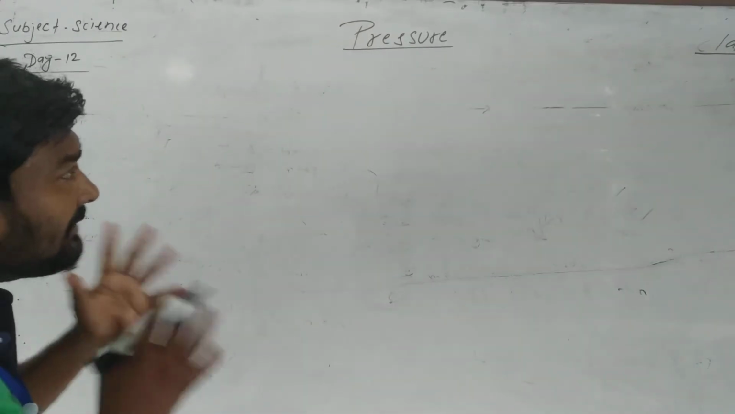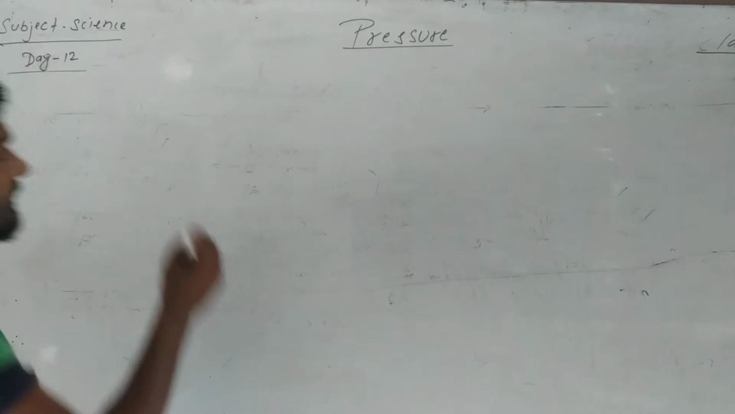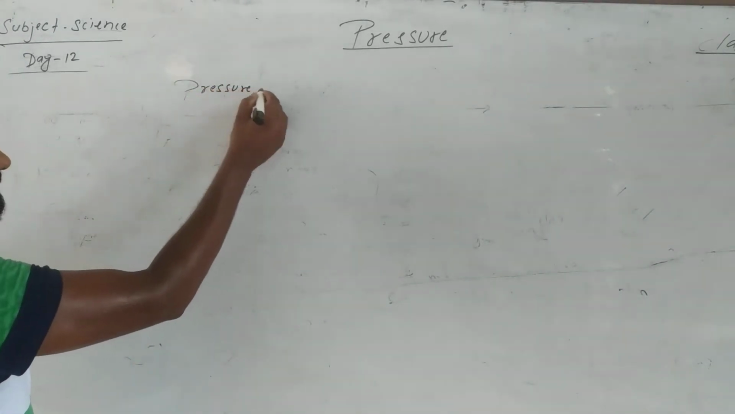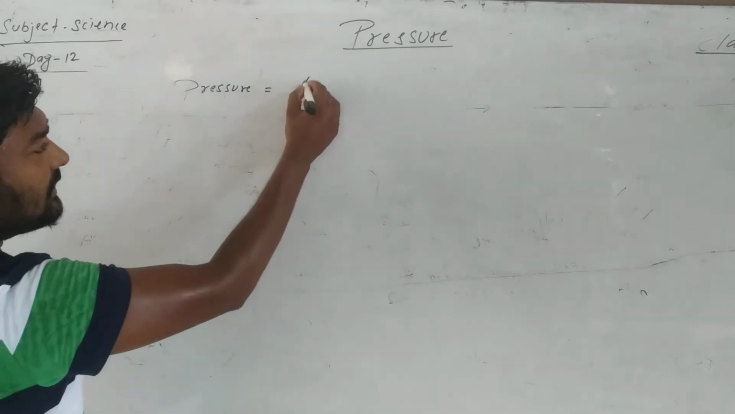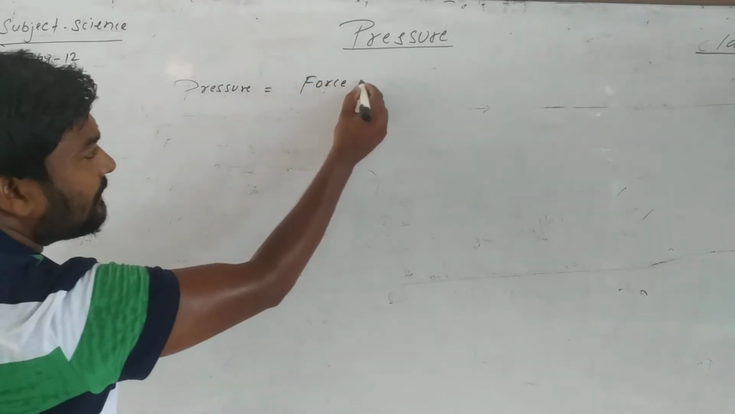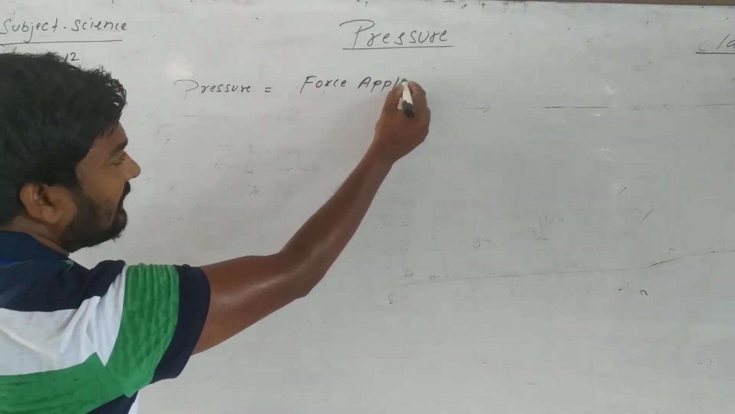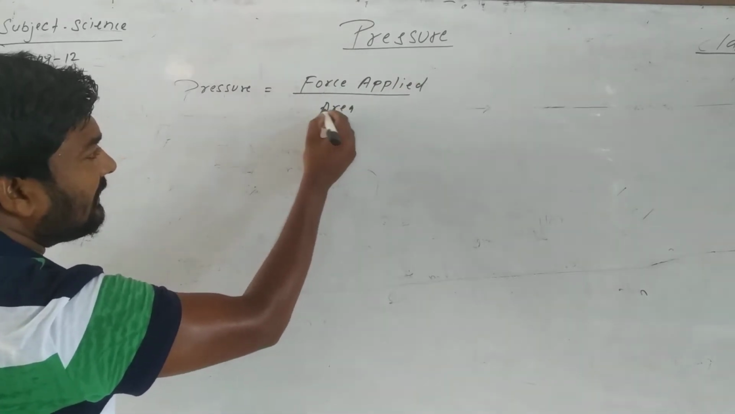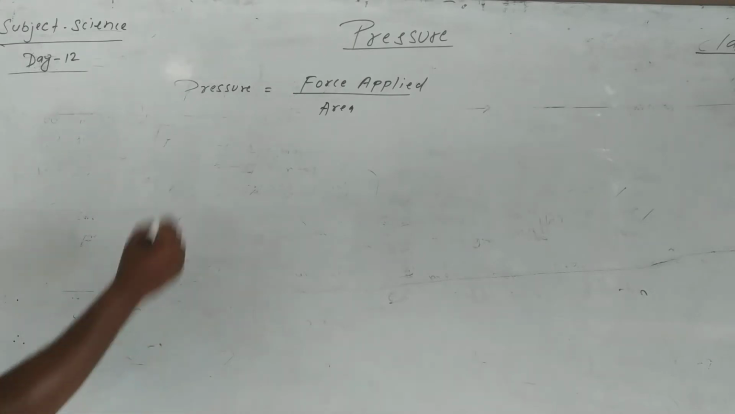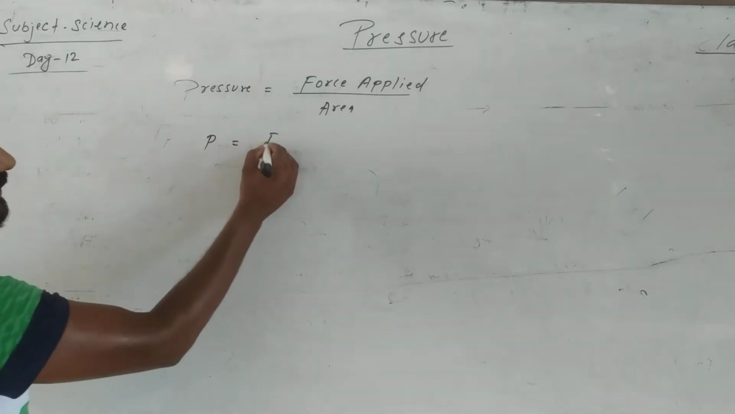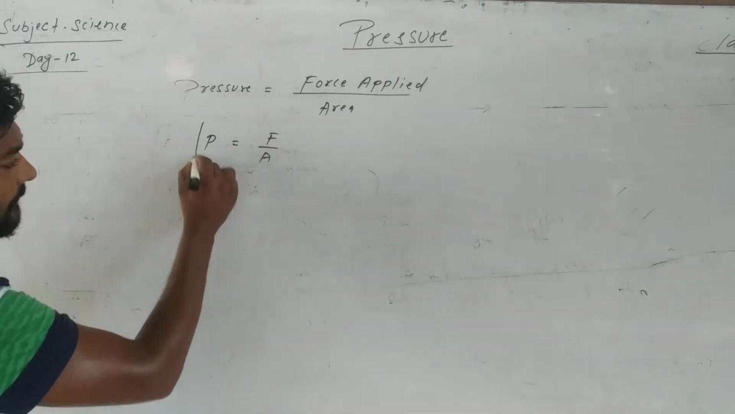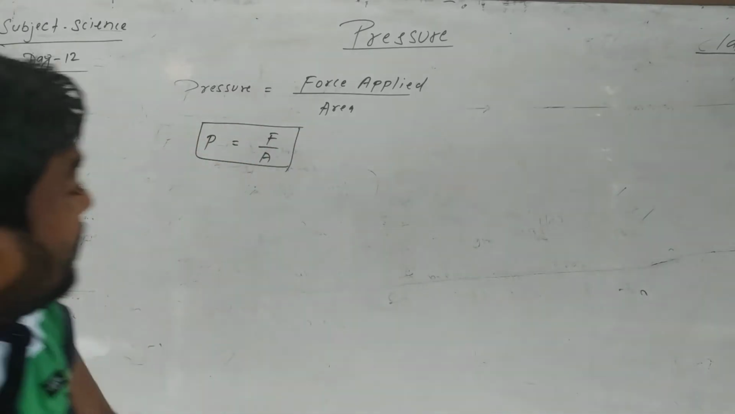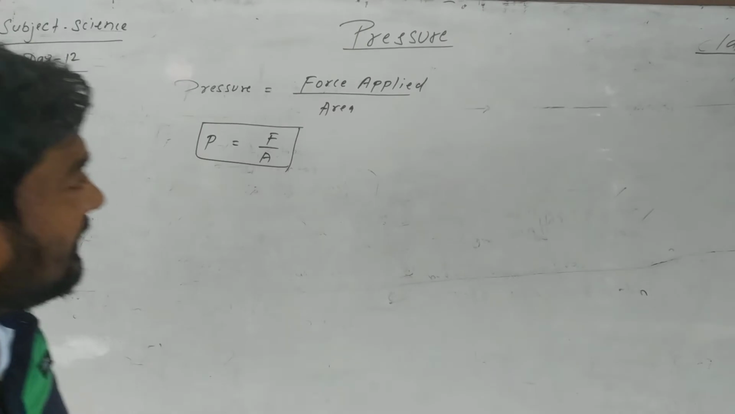So it means that for pressure, we can write the formula first. Pressure P is equal to force applied upon area. It means P is equal to F upon A. Its formula is pressure is equal to force upon area.